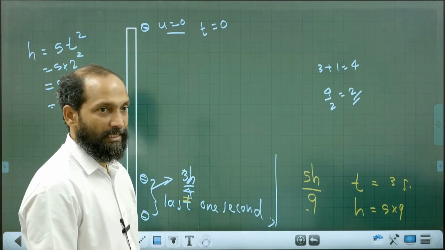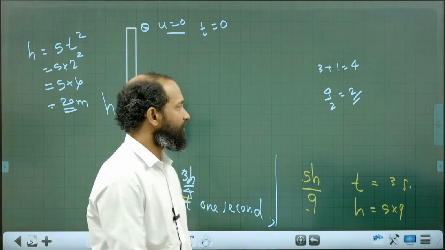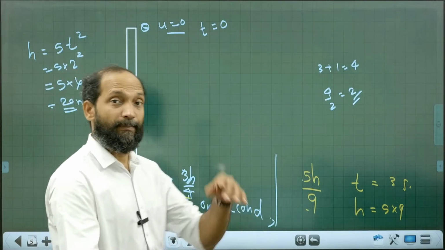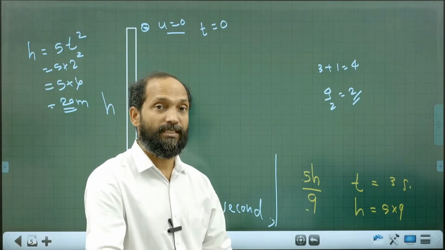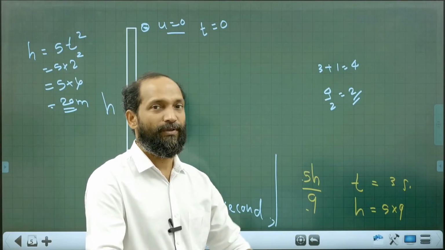Next possibility. Next one is 7h by 16. 7h by 16. 7 plus 1, 8. 8 by 2, 4. Root 16, 4. In whatever way you can try it.